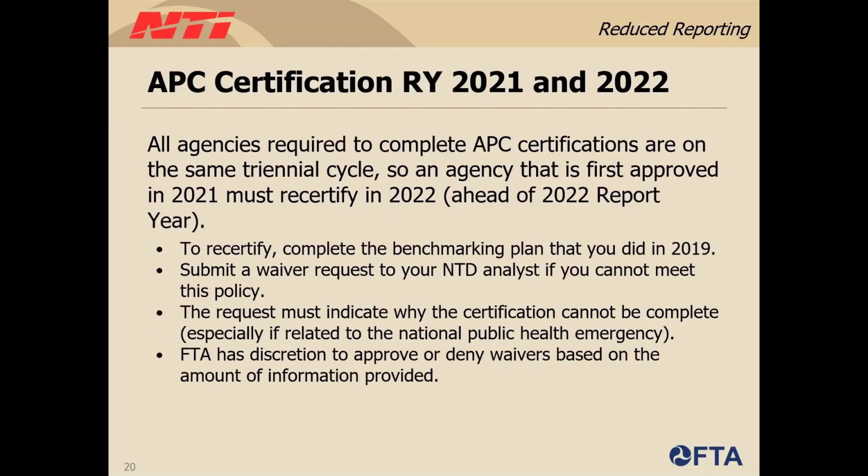Some agencies use automatic passenger counters, or APCs, to collect data. If so, please note that the FTA requires you to certify the APCs and recertify every 3 years. The next APC recertification year is fiscal year 2022. Sampling for APCs does not take a full year, and most agencies are able to complete it in 2 to 3 months. The recertification report is due with your 2022 annual report.